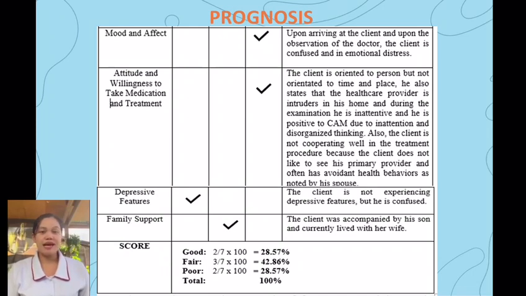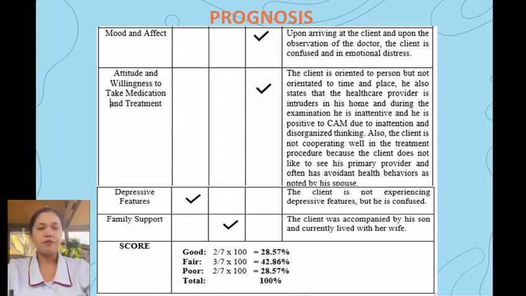Next criteria is the attitude and willingness to take medication and treatment. We categorize it to poor also because the client is oriented to person but not oriented to time and place. He also states that the healthcare provider is the intruder in his home, and during the examination he is inattentive, and he is positive to CAM, or the confusion assessment method, due to inattention and disorganized thinking. Also, the client is not cooperating well in the treatment procedure because the client does not like to see his primary provider and often has avoidant health behaviors as noted by his spouse.